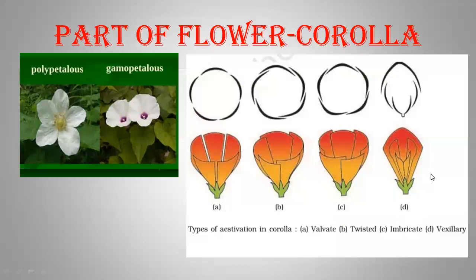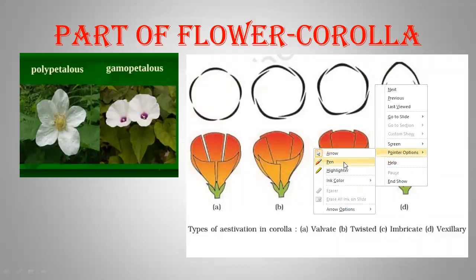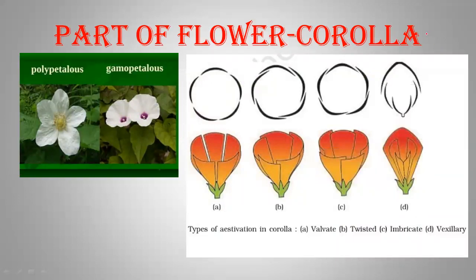Next is corolla. What is corolla? Corolla is the colorful leaves of the flower. One unit of corolla is called a petal and a group of petals is called corolla. Corolla is a different color in different flowers. Like in roses, it is red, pink, yellow, orange, or in sunflower, it is yellow in color. In petunia, purple, blue. So when petals are free from each other, they are called polypetalous, and if petals are fused together, they are called gamopetalous.